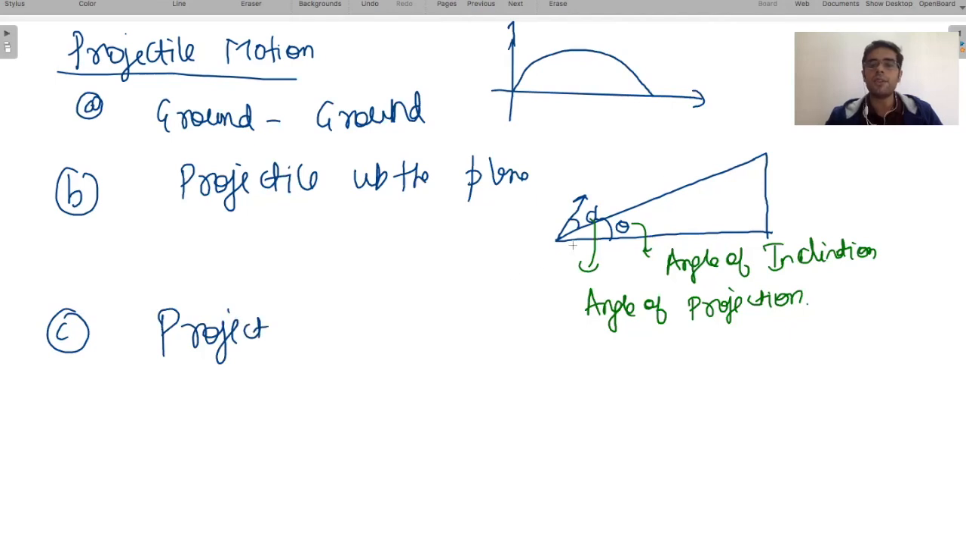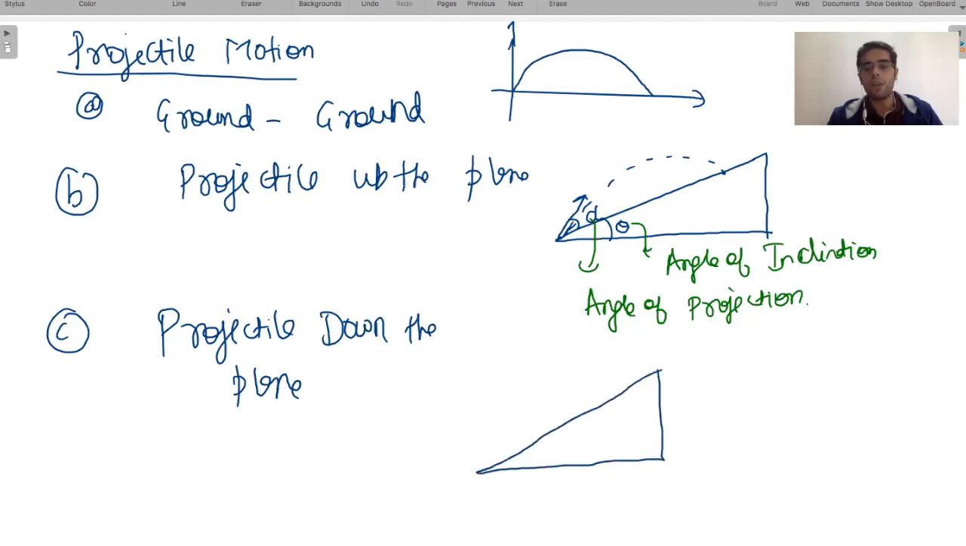Right now I'm throwing up the plane, so the trajectory of this projectile would be like this. It could also be down the plane, projectile down the plane. Now what is the meaning of down the plane? That means I am standing on top of this inclined plane, which has the angle of inclination theta. I am throwing the ball from here, and this ball will land somewhere, let's say at point B. I am throwing with initial speed u and an angle of projection alpha.